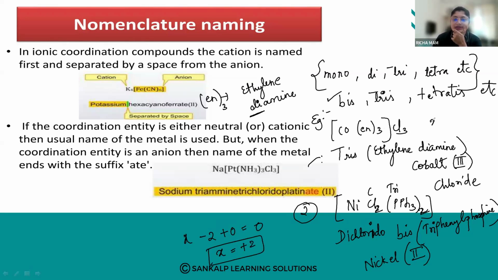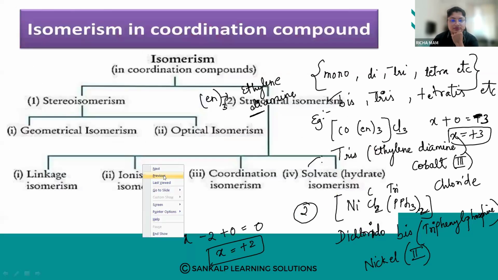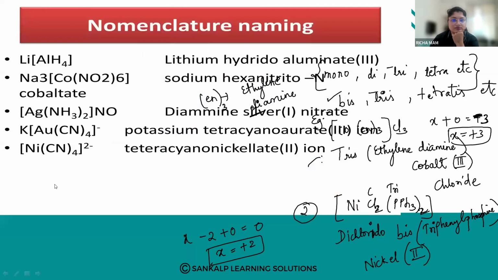Now for cobalt, it is x plus 0 equals minus 3, so x equals plus 3, because each chlorine has minus 1, so it will be minus 3, and so this is plus 3. Like this, you have to find the charge and write the complete complex. Is this point clear? Okay, so let us go for the next one.